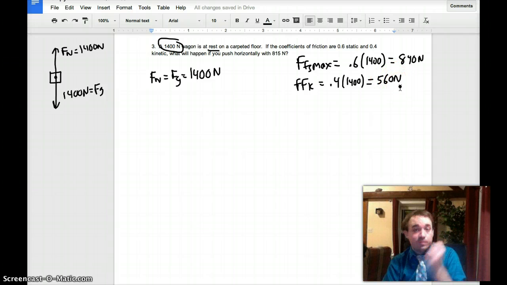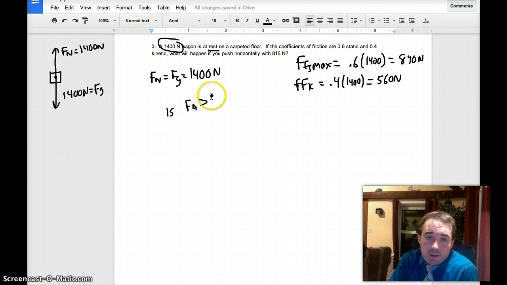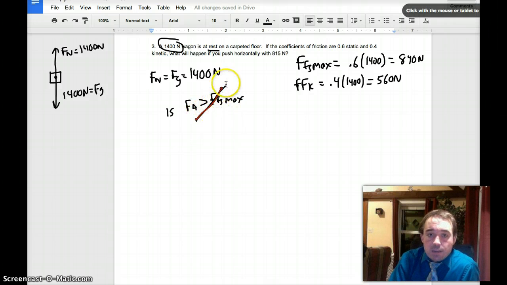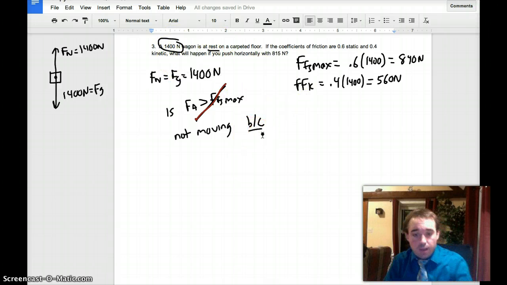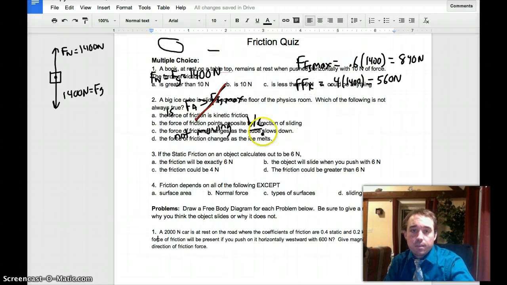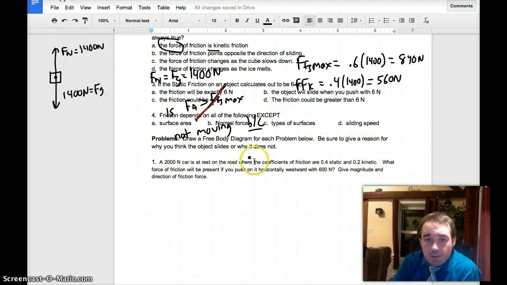All right. So if I'm pushing with 815, I got to do my check. Right now it's at rest. I got to see, is FA greater than FFS max? In this case, once again, it is not. So once again, I am still not moving. And what will happen, if you remember, it says right here, be sure to give a reason for why you think the object slides or not.